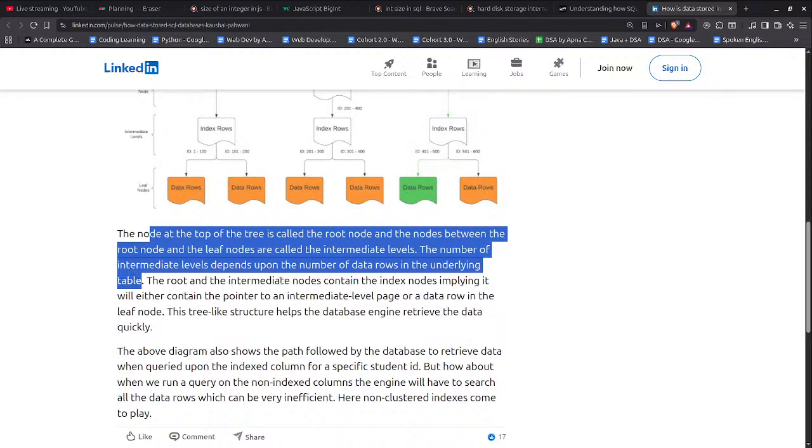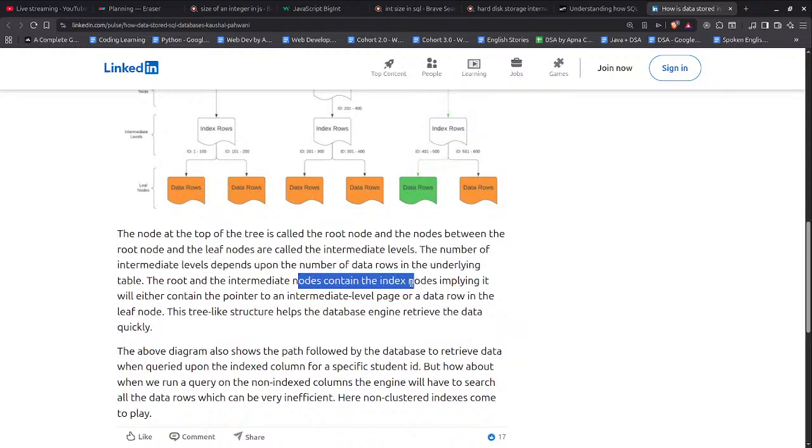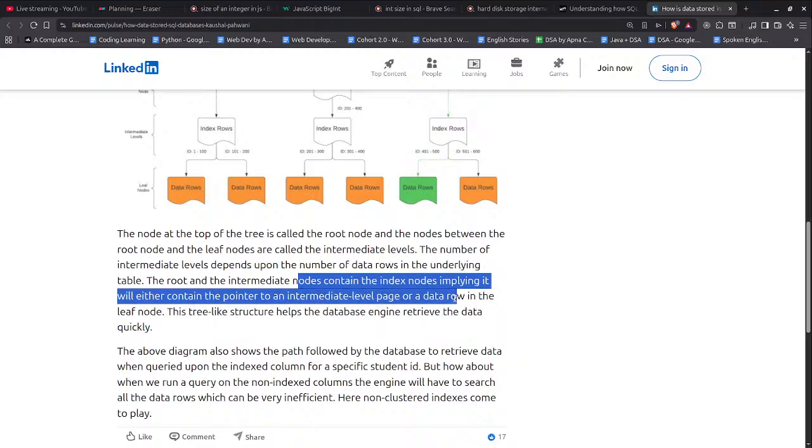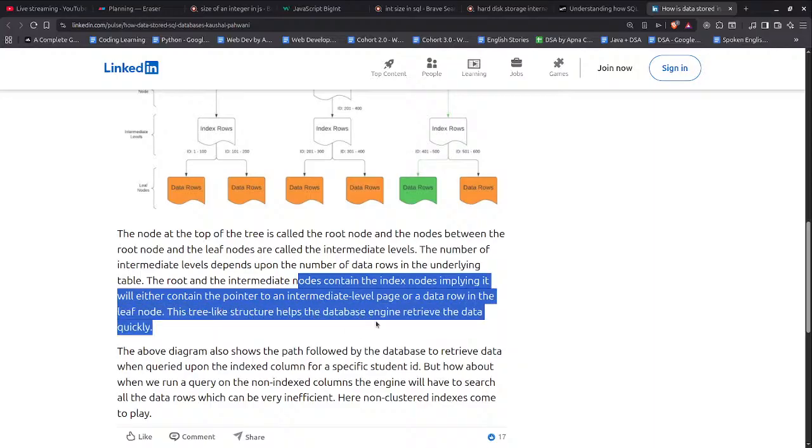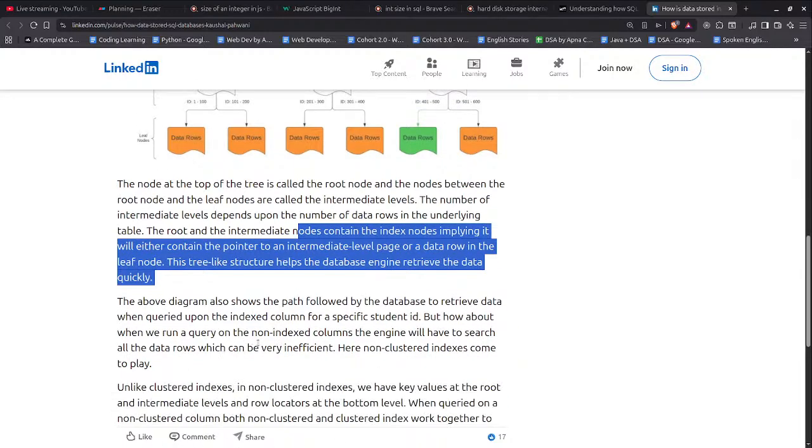The root and the intermediate nodes contain the indexes, and the nodes will either contain the pointer to an intermediate level page or the data row in the leaf node. This tree-like structure helps the database engine retrieve the data quickly. The above diagram also shows the path followed by the database to retrieve data when queried upon the indexed column for a specific student ID.